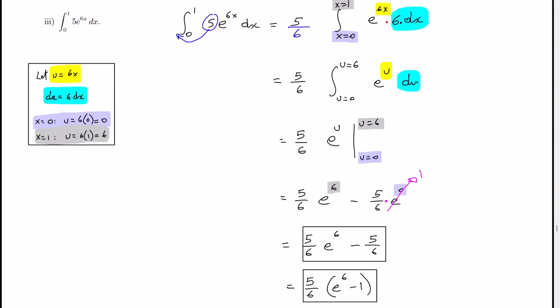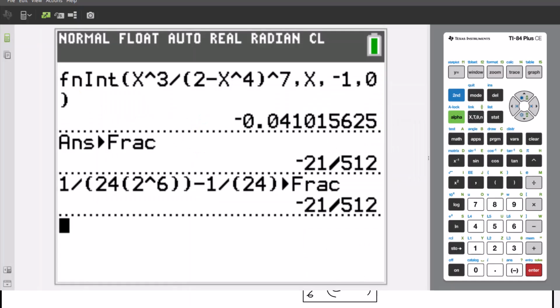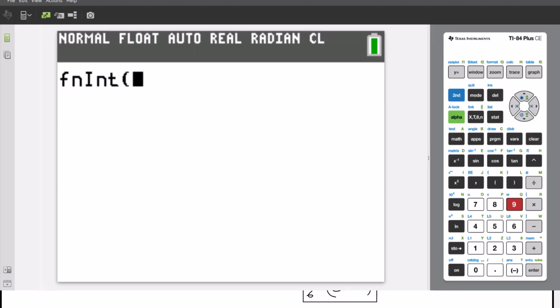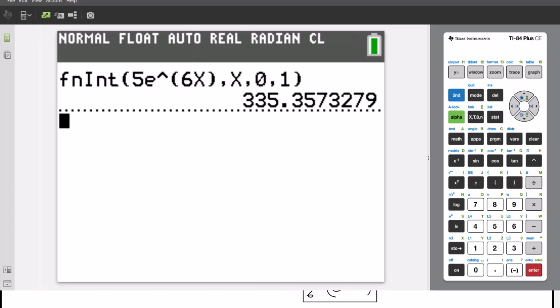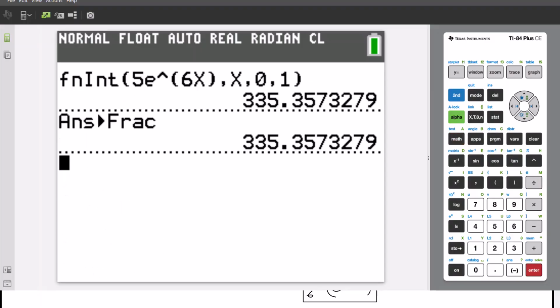So let's confirm with our calculator. The calculator says math 9, and I'm supposed to put in the original expression that I was given. So 5e to the power of 6x. Let's close the parentheses, put in the variable, and then 0, 1. And if we hit enter, we will see a decimal, and there's no way to turn this into a fraction because the answer that we got has an e in it, which is irrational. There's no way it's going to be a fraction.